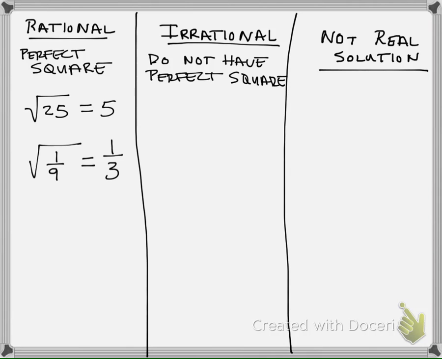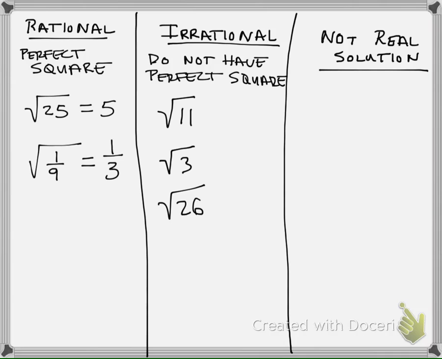Alright, if it does not have a perfect square, it would be an example like the square root of 11. You can't simplify it; there's no one number that I can multiply by itself that will give me 11. So the square root of 11, or the square root of 3, the square root of 26, none of these are perfect squares, therefore they are irrational.